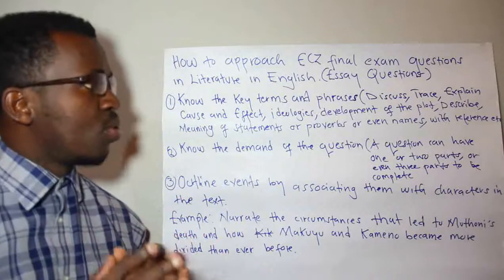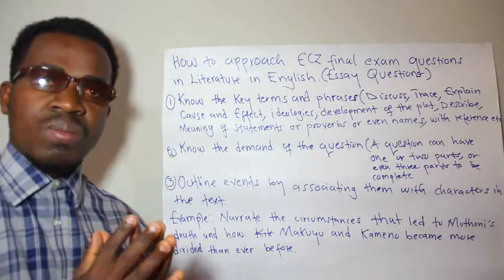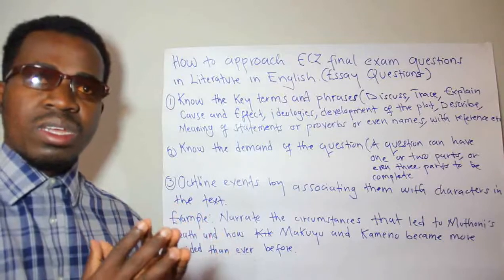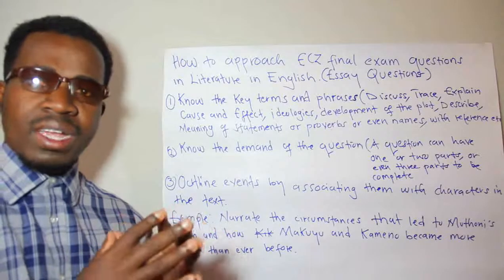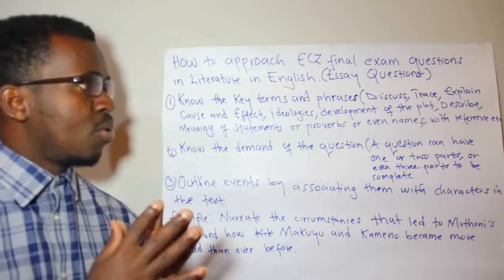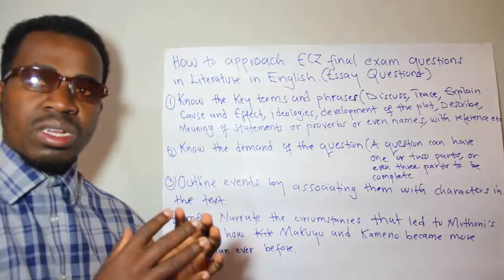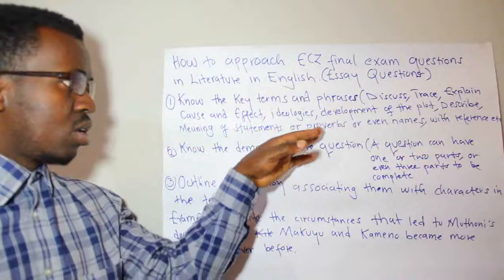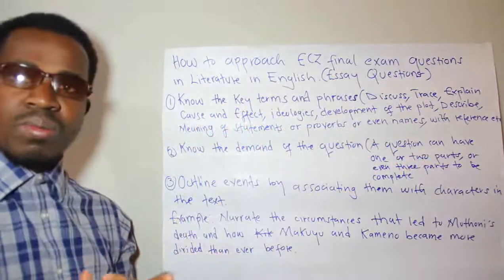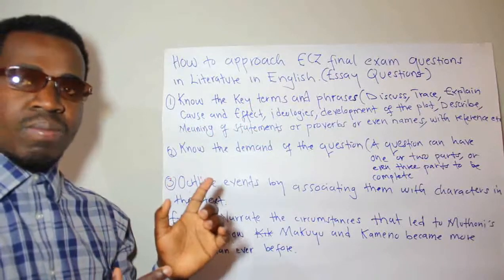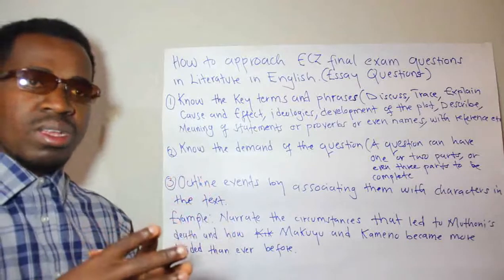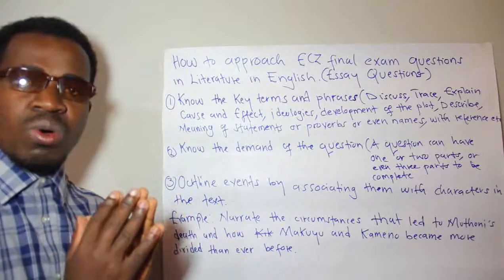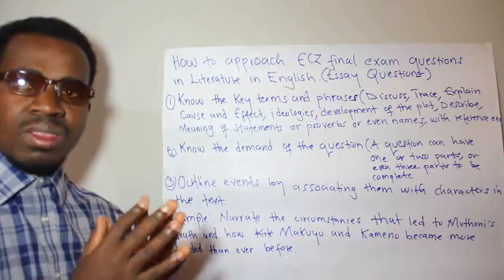So to begin with, when we talk about terms, there are certain terms that are used in phrasing these questions. By that we mean there are certain key terms that could give us direction based on what exactly the question requires us to do. For example, the common terms and phrases include discuss, trace, explain, cause and effect, ideologies, development of the plot, describe, naming of statements, and so on and so forth, as we have identified here. So what these terms mean is that a candidate should know specific things that they need to concentrate on, or where to start answering that particular question.